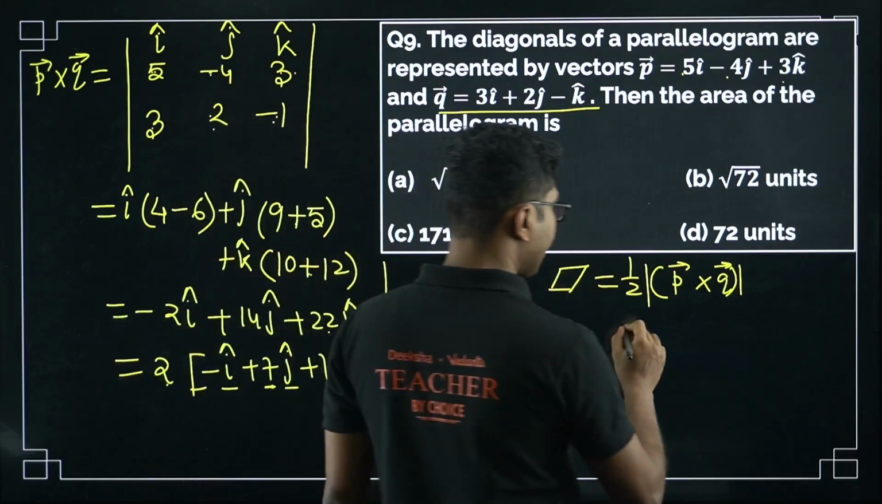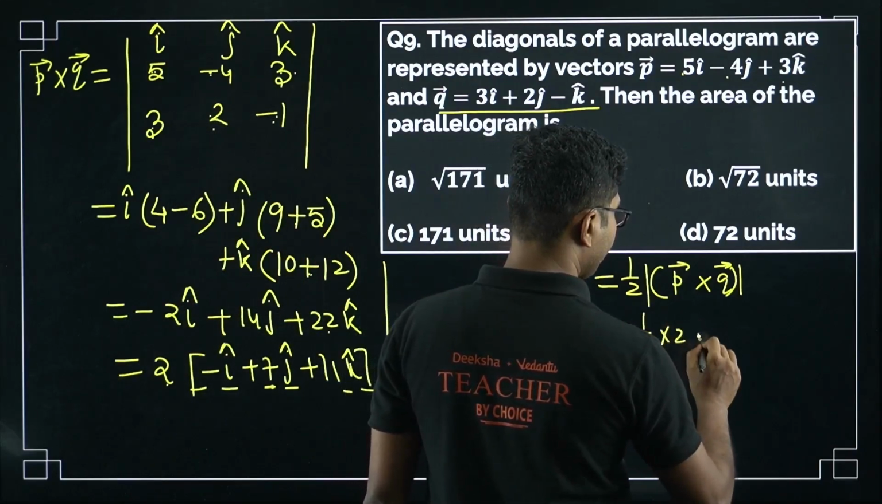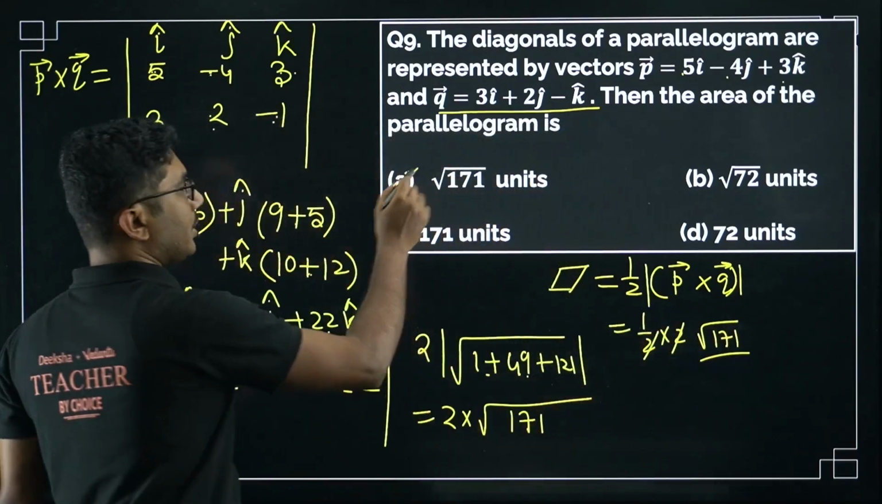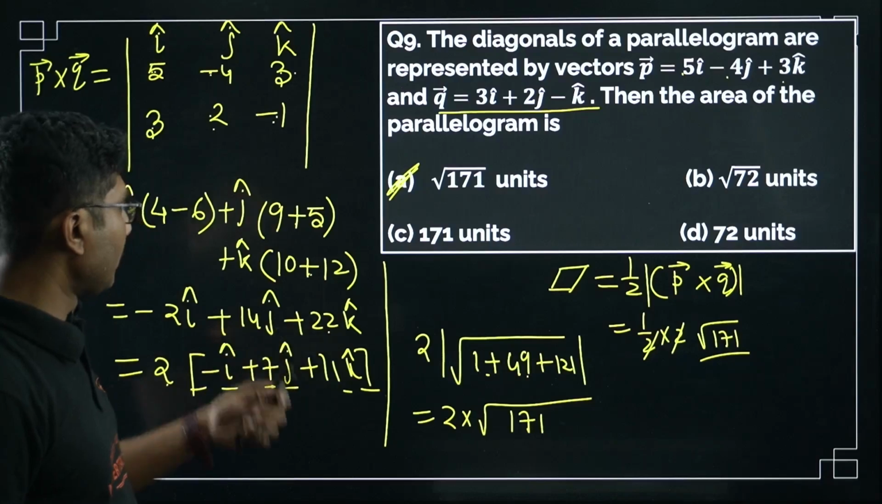Now put the value over here. So half into 2 into square root of 171, 2 cancels. So correct answer is square root of 171.